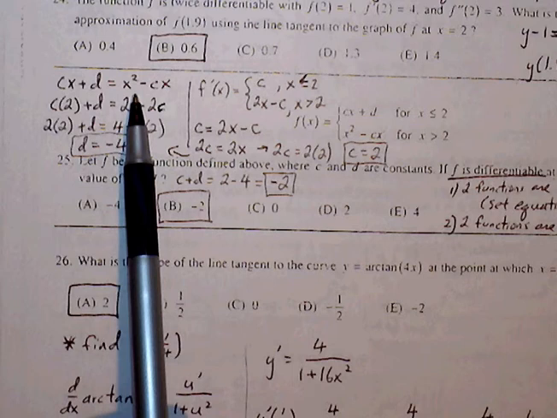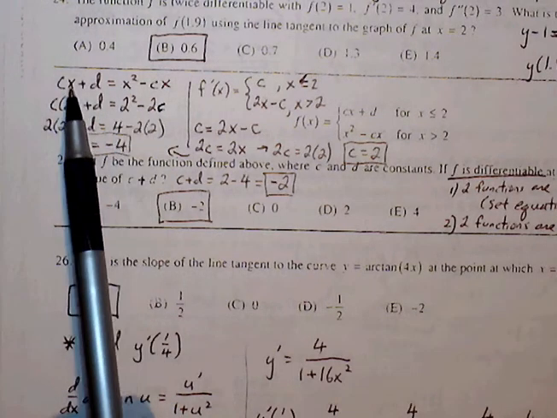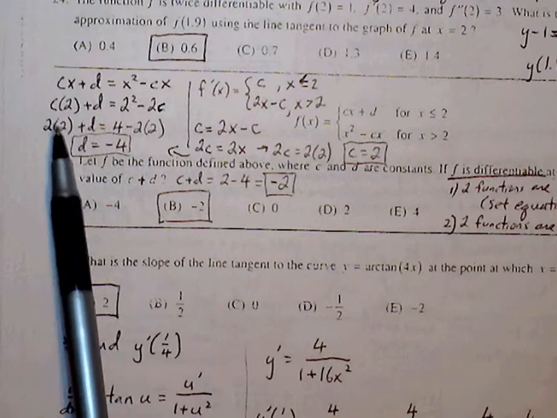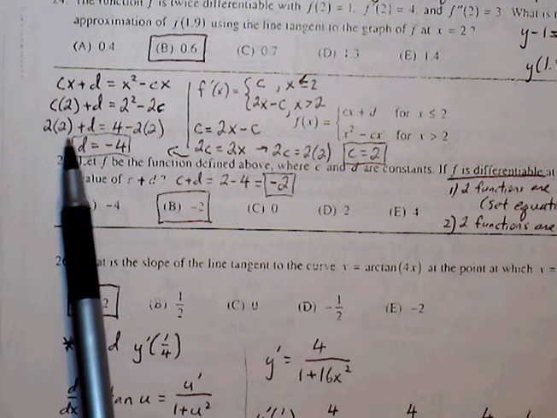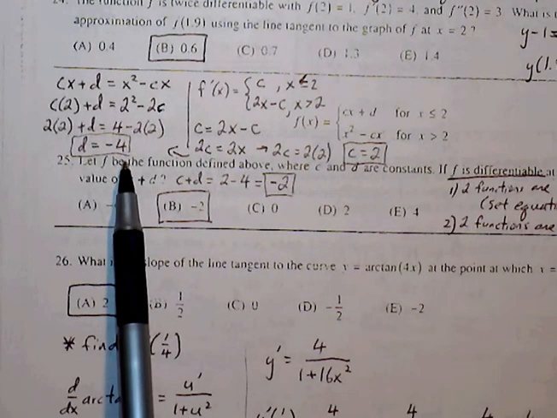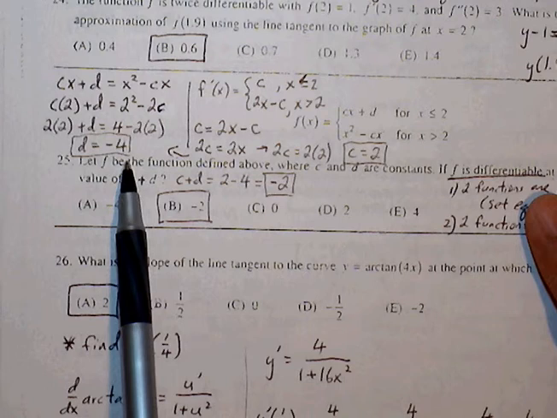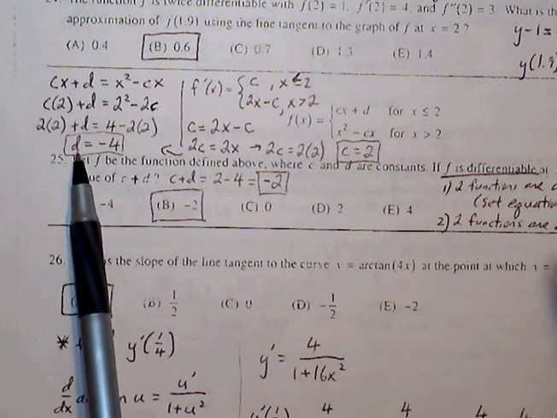We know that they must meet at x equals 2, so I can replace all the x values with 2. So I get 2c plus d is equal to 4 minus 2c. And I can solve for d, which is negative 4. Okay, and also, so this is nice. I already have the d value. I just need to find the c value.